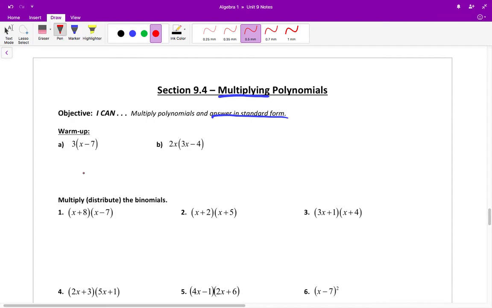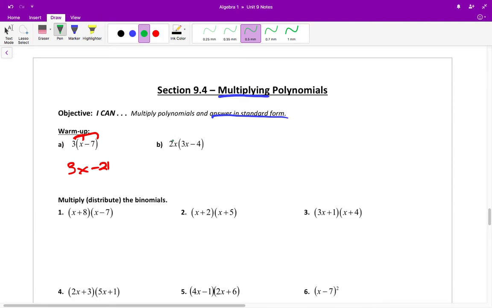All right, so let's check your answers. On the first one, in your distributing, taking 3 multiplied by x is 3x, and then taking 3 multiplied by negative 7 is a negative 21. So for your first answer, 3x minus 21. All right, second one, here we go.